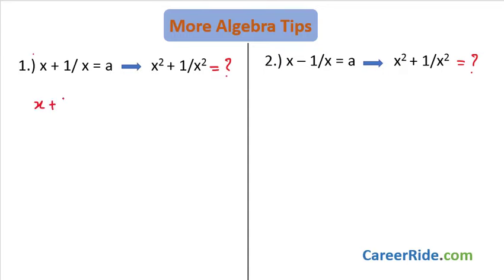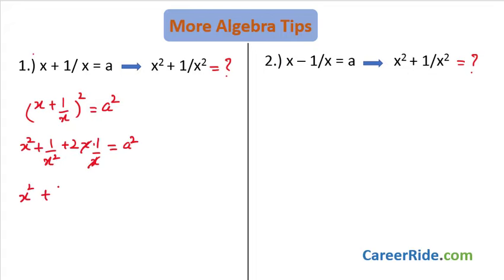Now if x plus 1 upon x is equal to a, and I square this, this is what happens. Let me open this bracket. It becomes x square plus 1 upon x square plus 2 into x into 1 upon x, that is 2ab, and this is equal to a square. So x square plus 1 upon x square is equal to a square minus 2. Whatever the value of x plus 1 upon x is given to you, you just have to square it and subtract 2 from it. You will be able to find your answer.